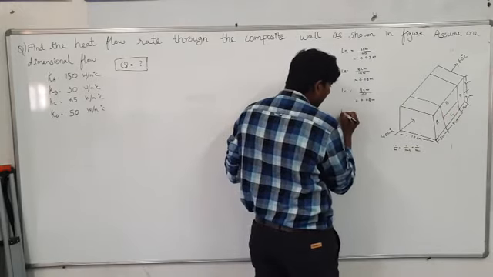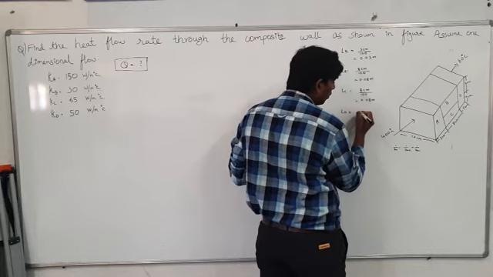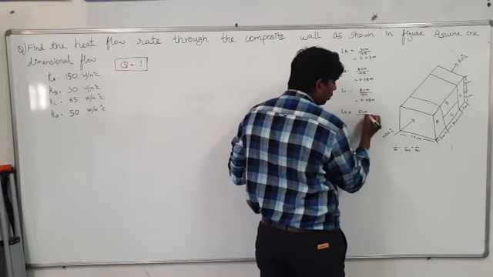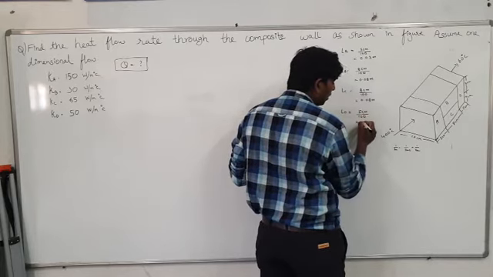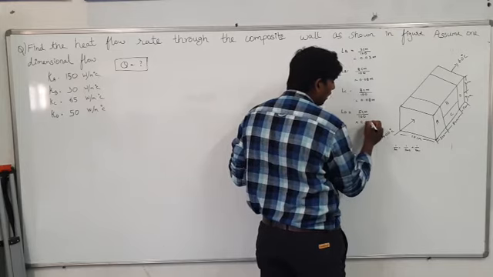After that, what is given? LD is given. LD is equal to how much? 5 centimeter. So what you have to do? Divide by 100. Here you will get 0.05 meter.